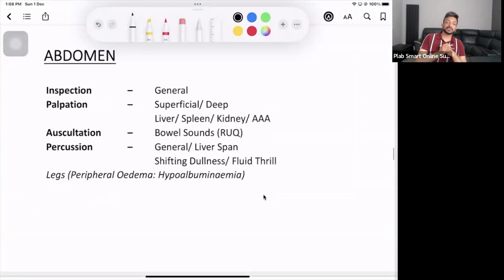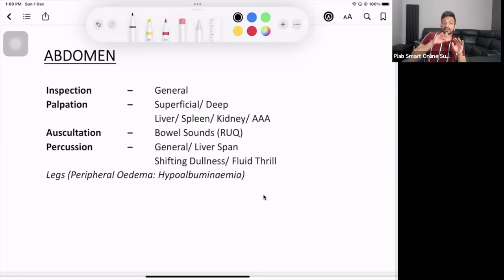Then in the abdominal examination, what are the things we have got? We have got inspection, palpation, percussion, and auscultation. Usually the sequence is inspection, palpation, percussion, auscultation. However, in the abdomen, before you touch the abdomen, it's always a better idea to go for auscultation. What I mean by that: do inspection, then maybe auscultation, then palpation and percussion.